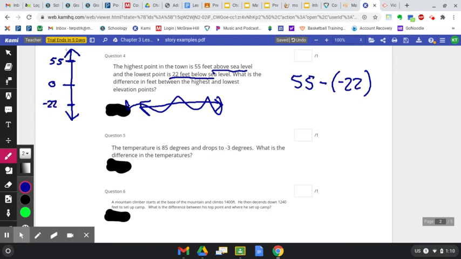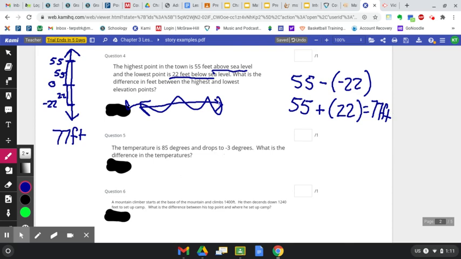And I want to find the difference, or the distance between those, right? Just to go from here to sea level is 22, and to go from sea level up to that high point is 55. So I can see that it's 77 feet between those highest and lowest points, right? And that's the same thing we get if we did the expression over here, right? Where we leave, change to addition. Opposite of negative 22 is positive 22. So we get 77 feet.